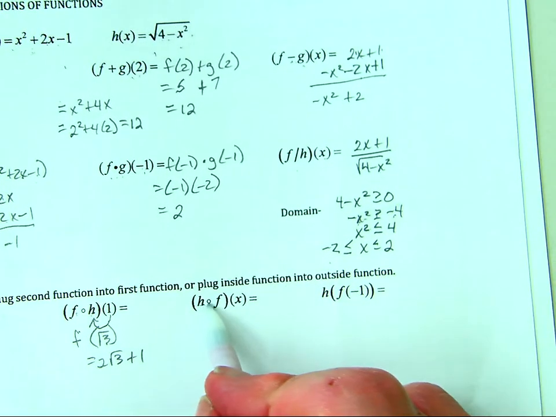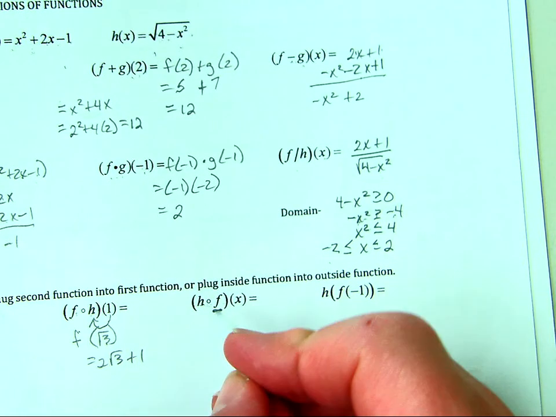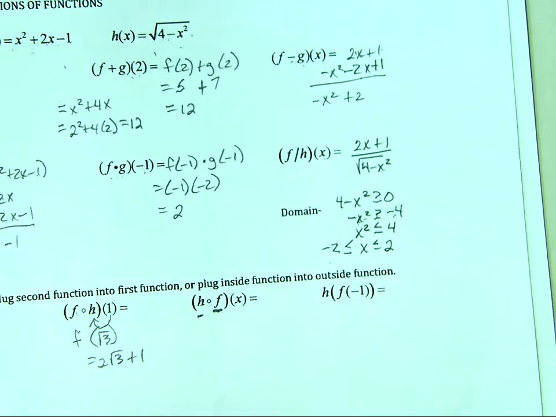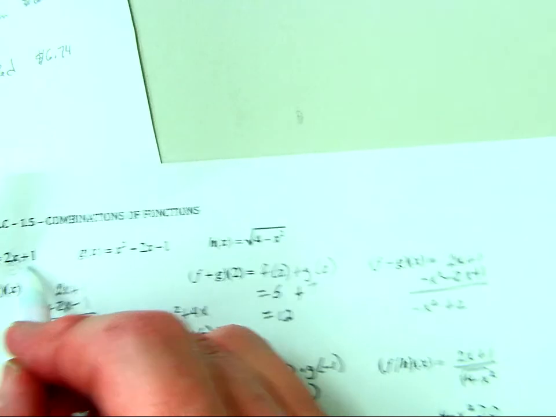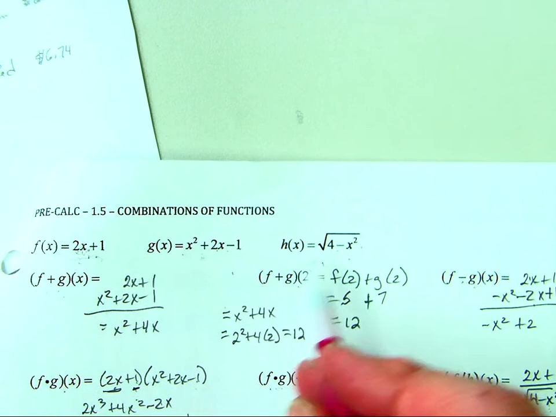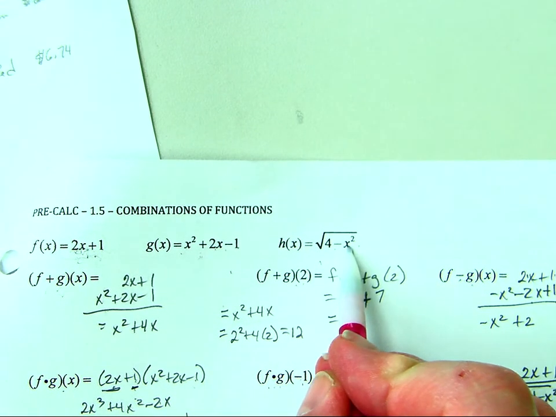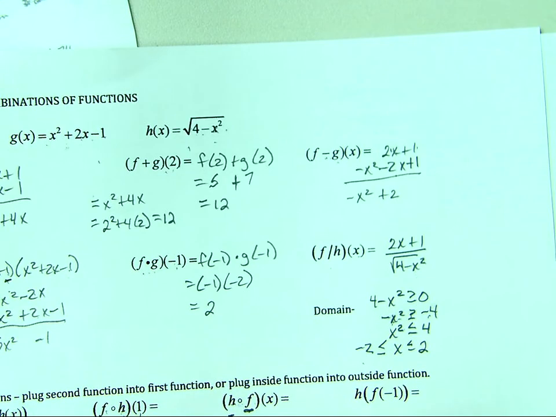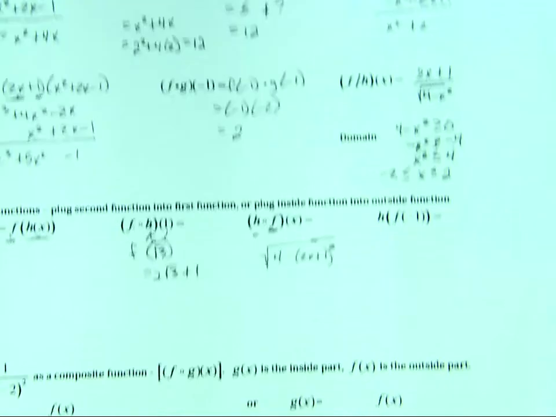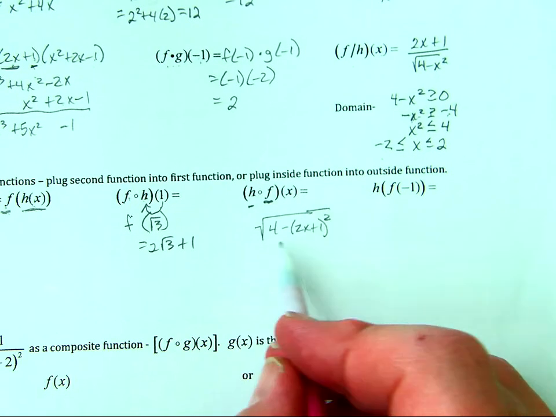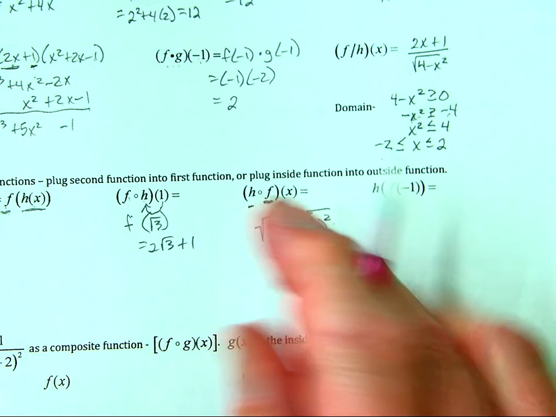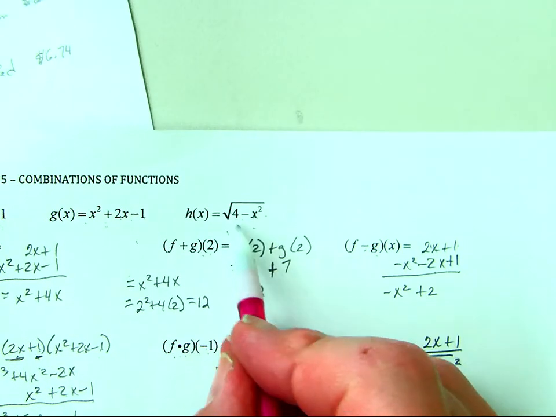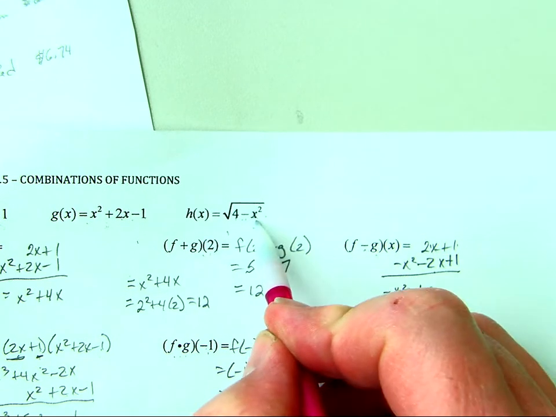Here, it's h of f of x. So that means f is our inside function. We're plugging it into h. So f is 2x plus 1. We're going to take that whole function and put it right in there for that x. So we're taking 2x plus 1 and putting it right in place of that x there. So that's going to be the square root of 4 minus, and then 2x plus 1 squared. So 4 minus 2x plus 1 squared. We got that from right here: 4 minus x, with x being 2x plus 1, squared.